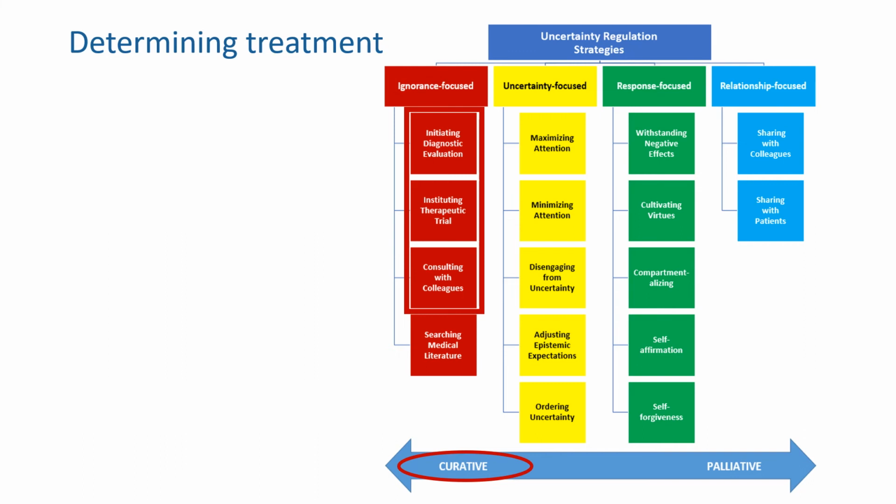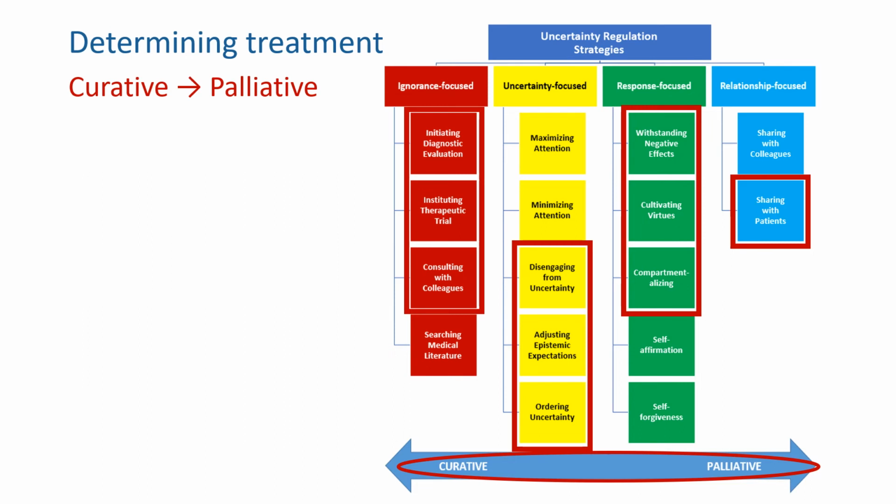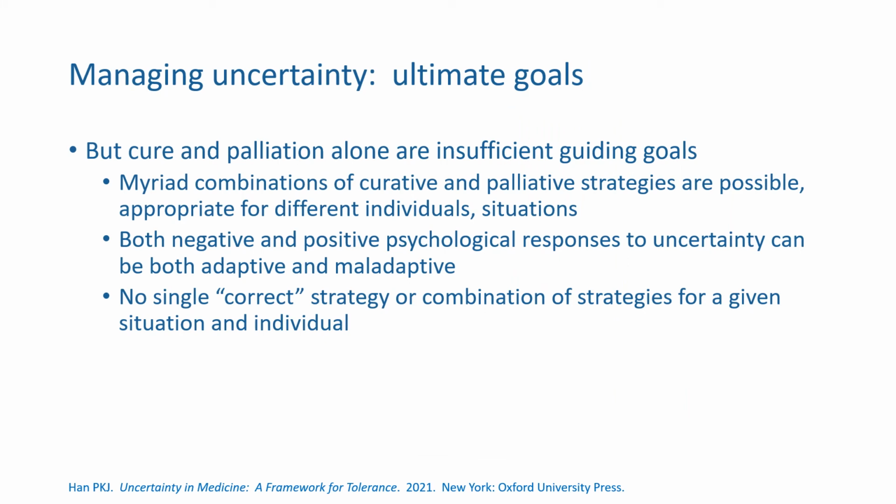And the appropriate treatment of these uncertainties encompasses a much broader range of palliative management strategies that focus not only on our ignorance, but on our uncertainty, our psychological responses to it, and our personal relationships. And yet, simply ascertaining whether a cure or palliation is a more appropriate goal for managing a given uncertainty is not sufficient to determine what specific treatment strategies should be undertaken for any given individual or situation.